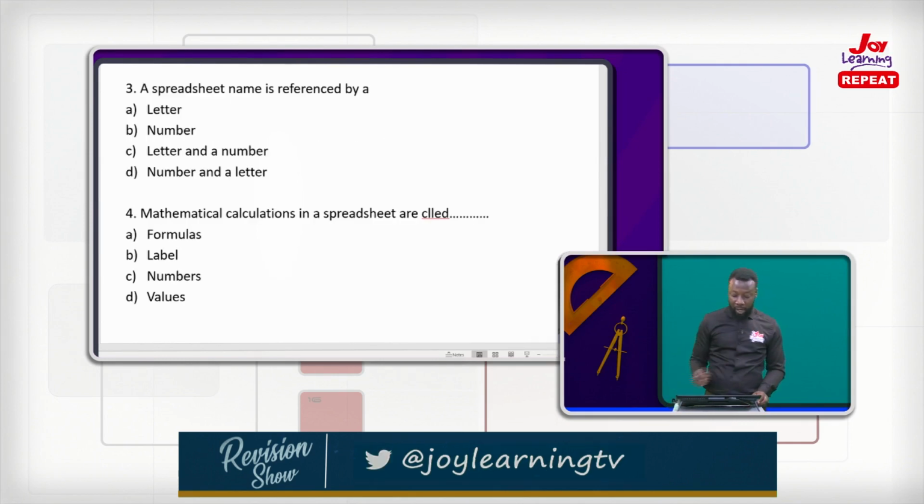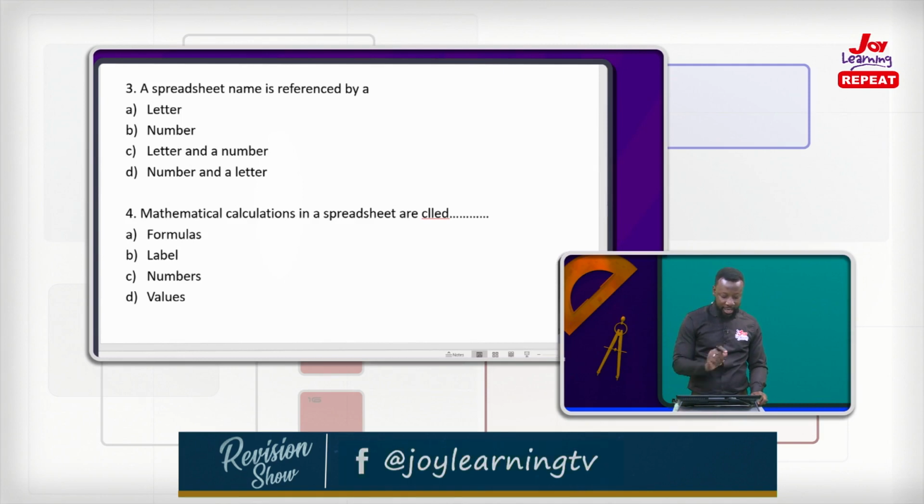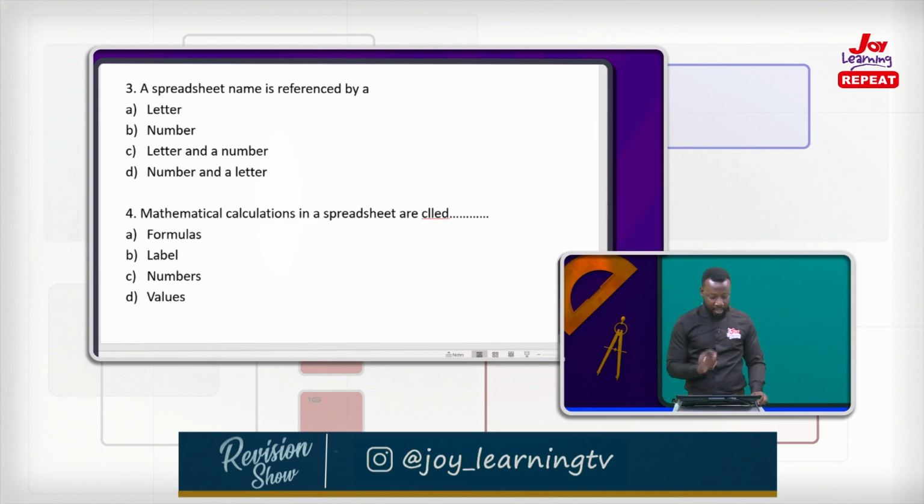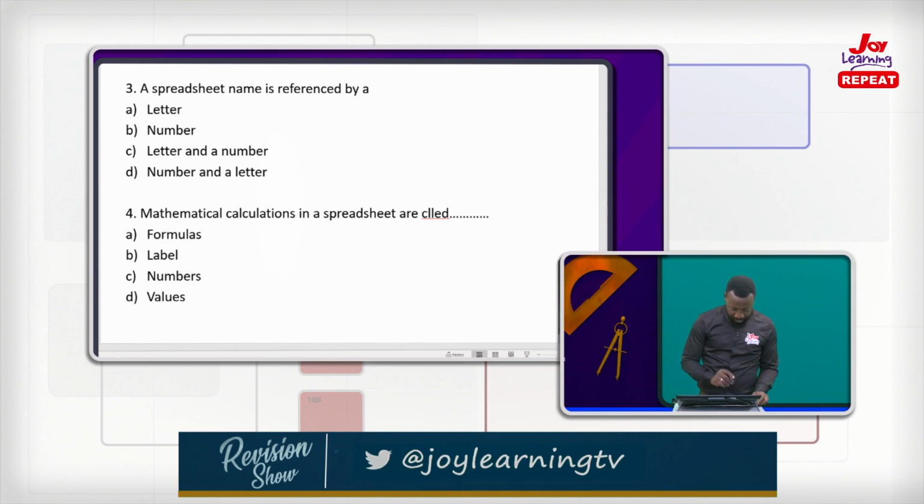Now, why don't you try question 3? It says a spreadsheet name is referenced by: A, a letter. B, a number. C, a letter and a number. D, a number and a letter. A letter and a number. Very good. Clap for yourself. You've done really, really well. Thank you for calling.